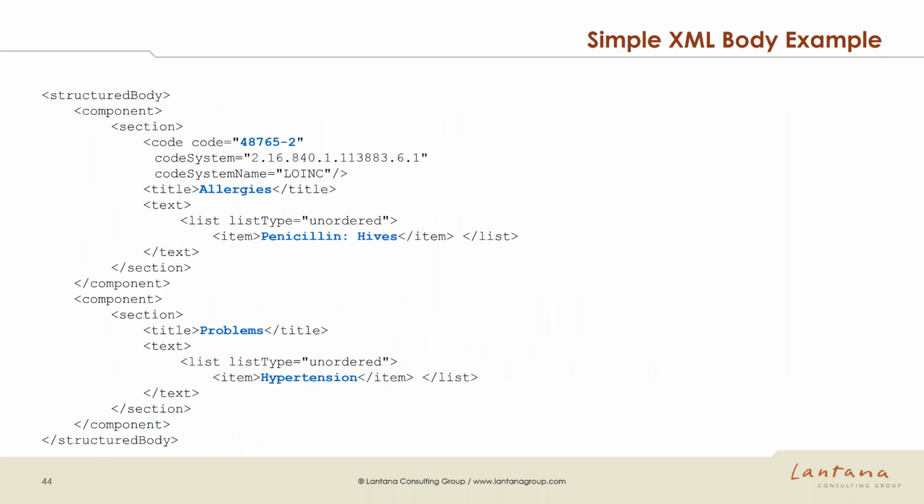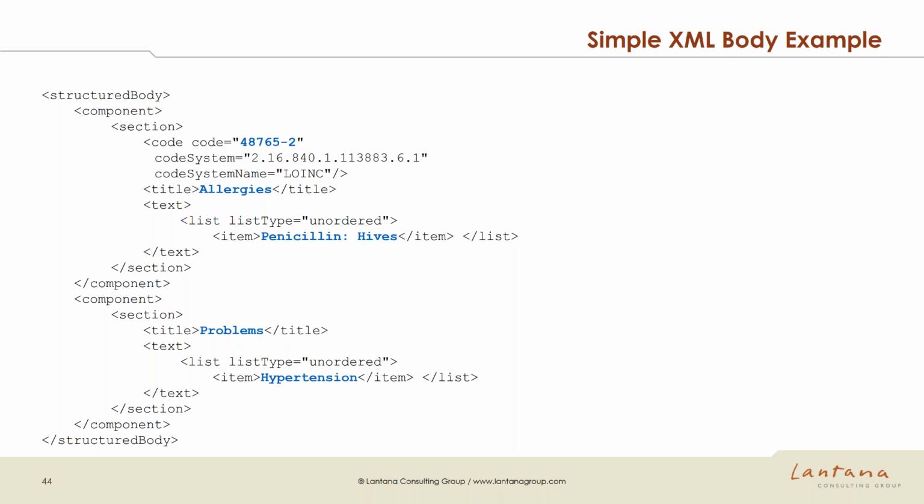So here's what a simple XML body example looks like. In this case, we've got a structured body with two components in it. Each component contains a section. The top one is an allergies section with the LOINC code for allergies present. Now that would be the same LOINC code as the allergies section in a consolidated CDA meaningful use compliance summary document like CCD as well. So those LOINC codes don't really change.